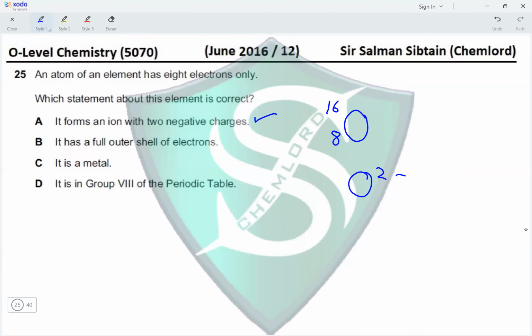It has a full outer shell of electrons. No, 8 electrons are the total that are present. 2 of them are present in the first shell and 6 of them in the second shell. So the outermost shell has 2 electrons remaining. So this is incorrect. It is a metal. No, oxygen is a non-metal. It is in group 8 of the periodic table. No, it is in group 6 of the periodic table. Therefore, the correct option for this question is option A.